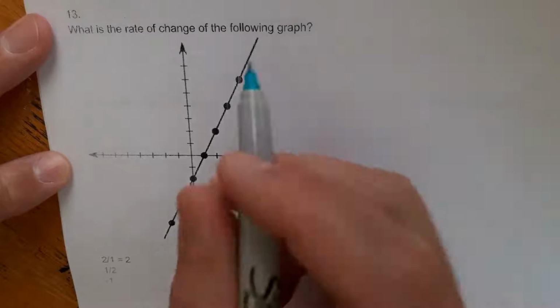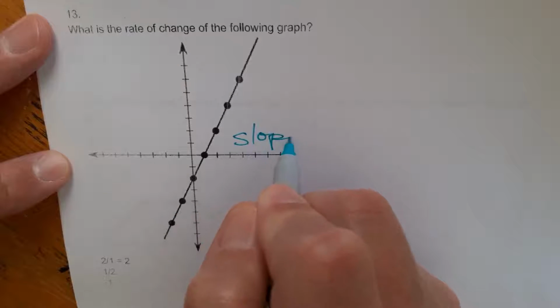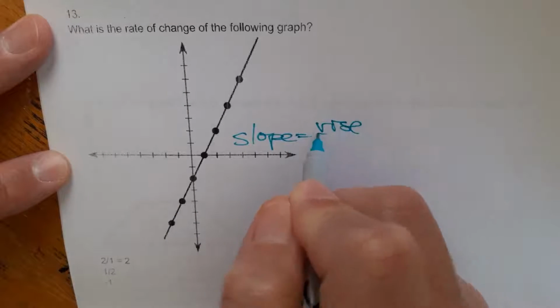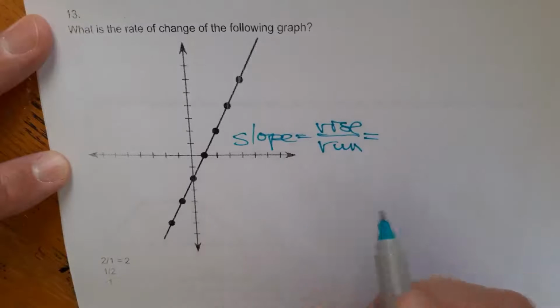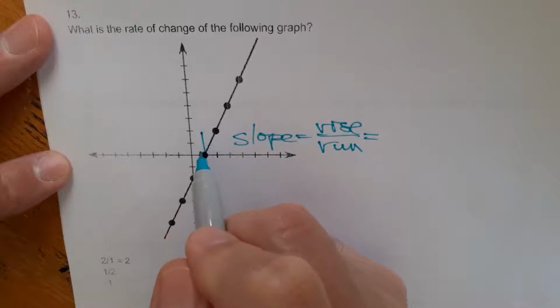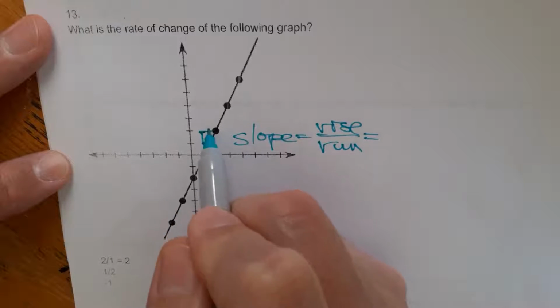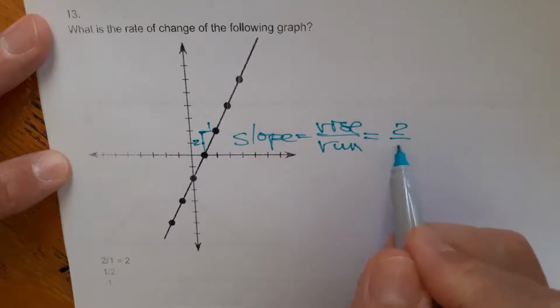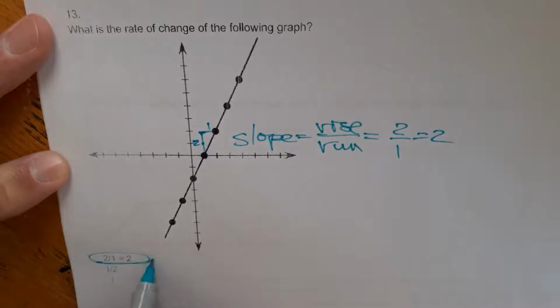What's the rate of change of the graph? So it's going to be slope. Slope equals rise over run. I'd write it out each time until it's really clear to you. Okay? Rising 1, 2, and we're running 1. So 2 over 1, which equals 2.